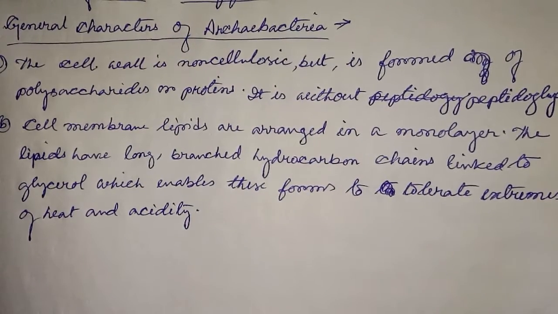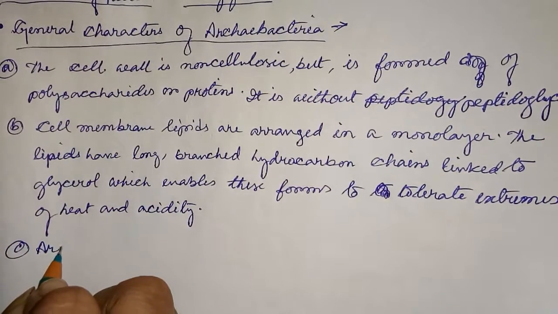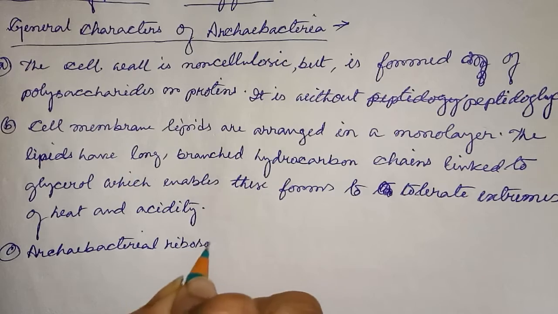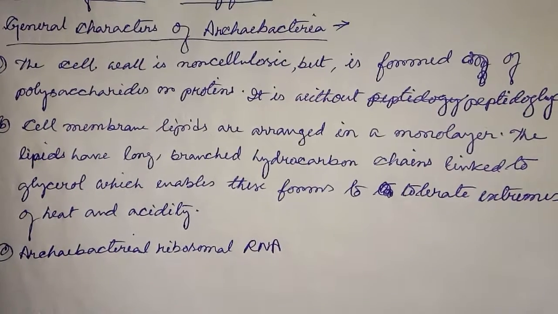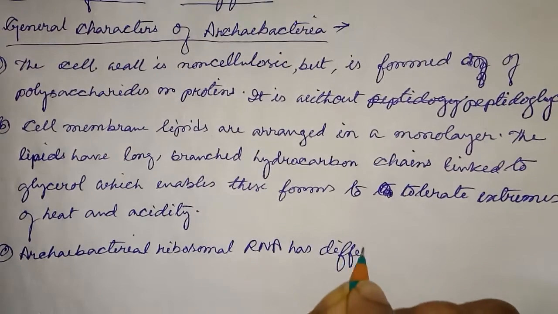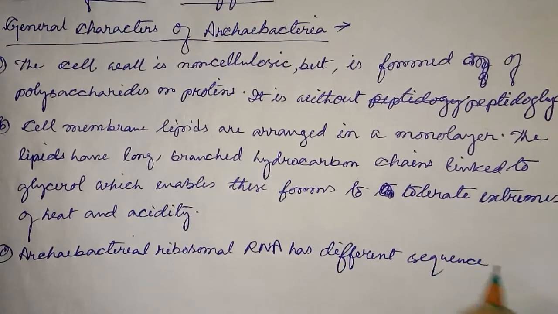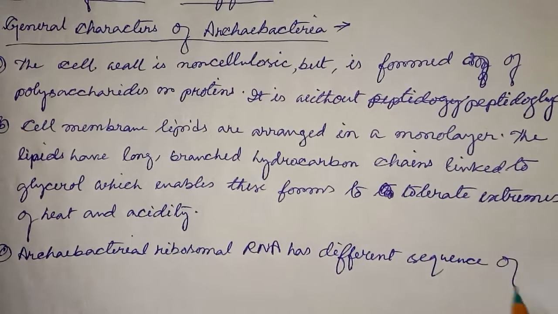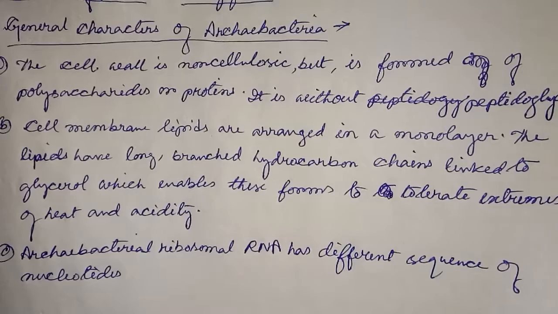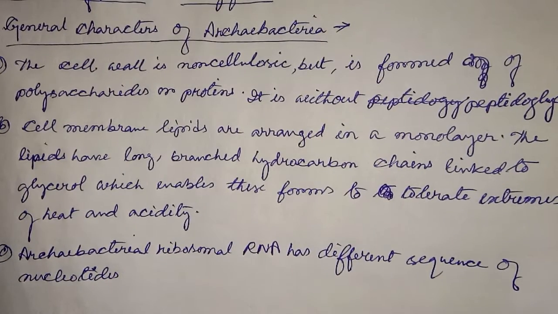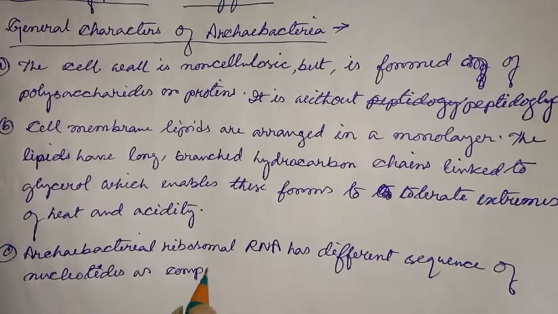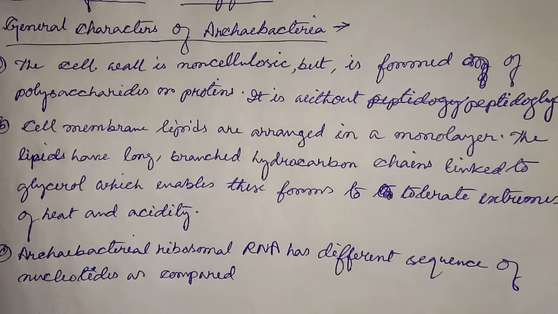Next, archaebacterial ribosomal RNA has a different sequence of nucleotides as compared to true bacteria.